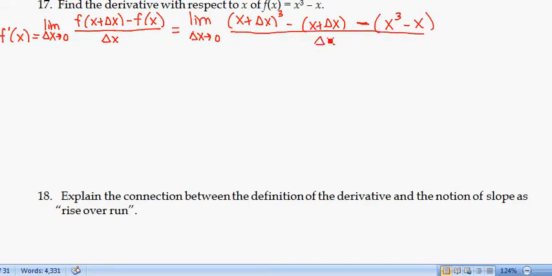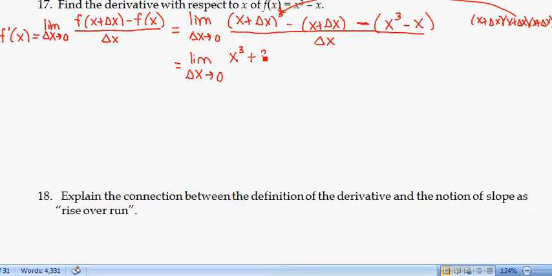Now we have expanded out a cubic already in this unit. In fact, the first problem we did asked you to expand out a cubic. So this right here is x plus delta x times itself 3 times, right? So it's a bit of a beast to expand out. But again, I'm not going to ask you to do this on an exam, but for the purpose of note-taking, this is not an unreasonable thing.